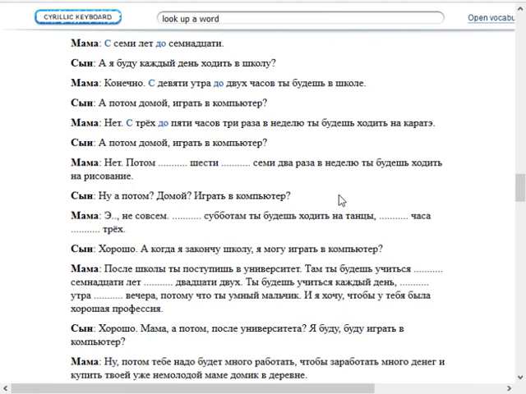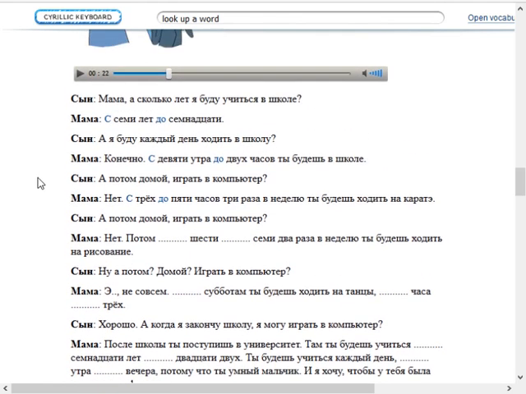So, с 3 до 5 часов, from 3 until 5 o'clock, 3 раза в неделю, 3 times a week, ты будешь ходить на карате. You will go to karate. Karate. А потом домой играть в компьютер? And afterwards, at home, play on the computer. Нет, потом с 6 до 7 2 раза в неделю ты будешь ходить на рисование.